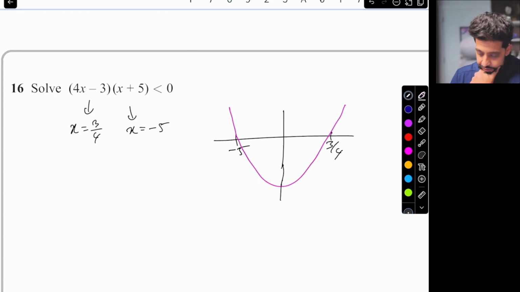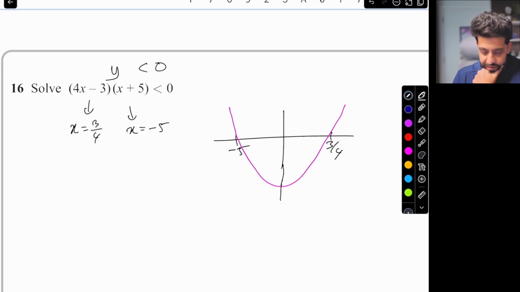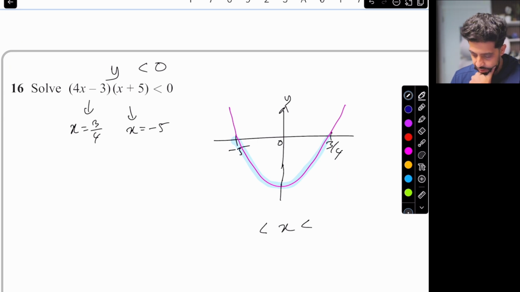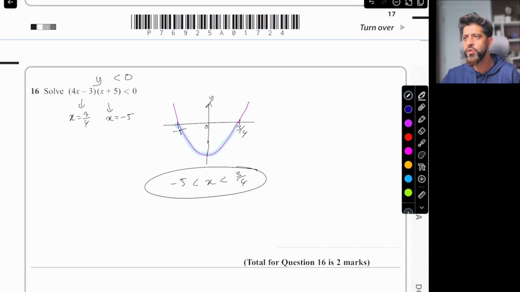And what are we looking for? All of this is your y, so you have y is less than 0. Where's your y-axis here? There's 0, and you're looking for less than 0, which is this part. So you're looking for this. This is your range of values. So x is between, and we use the less than sign without the equal because that's what that is. So it's x is greater than minus 5 and x is less than 3 over 4, and they are your solutions solved.